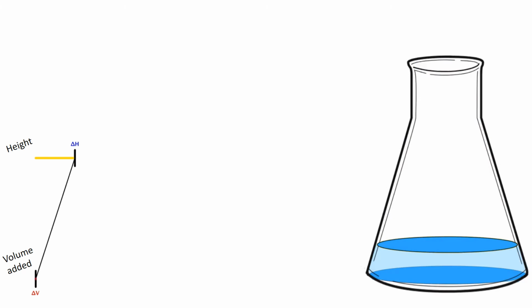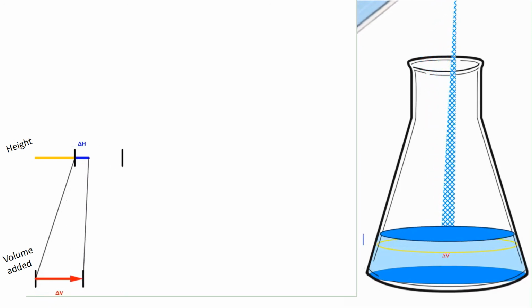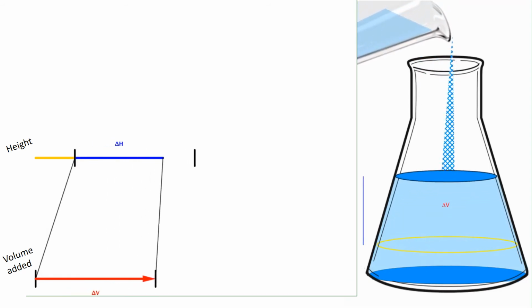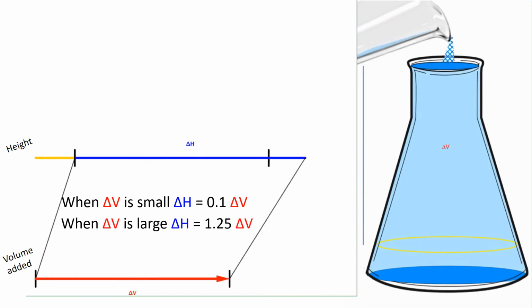Let's play the animation again, this time incorporating the black bars to show the amount of change in volume. At first, when the amount of change in volume, the distance between the black bars, was small, the amount of change in height, the length of the blue bar, was only about 1/10 as large as the amount of change in volume. Later, when the amount of change in volume was large, the amount of change in height was about 1.25 times as large as the amount of change in volume. This is what it means to have an increasing rate of change.